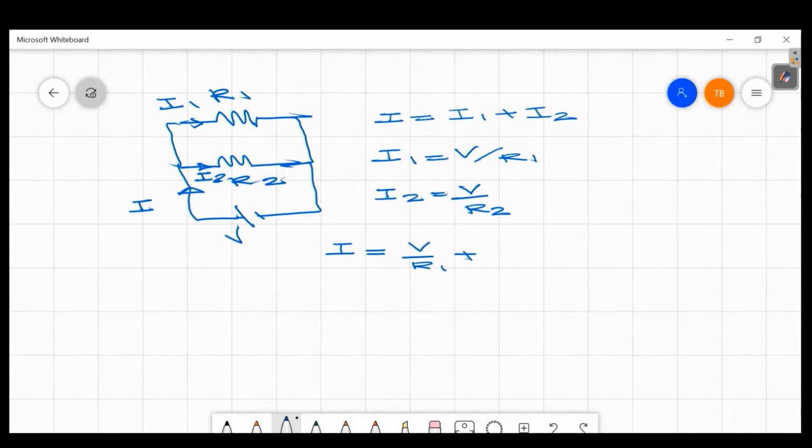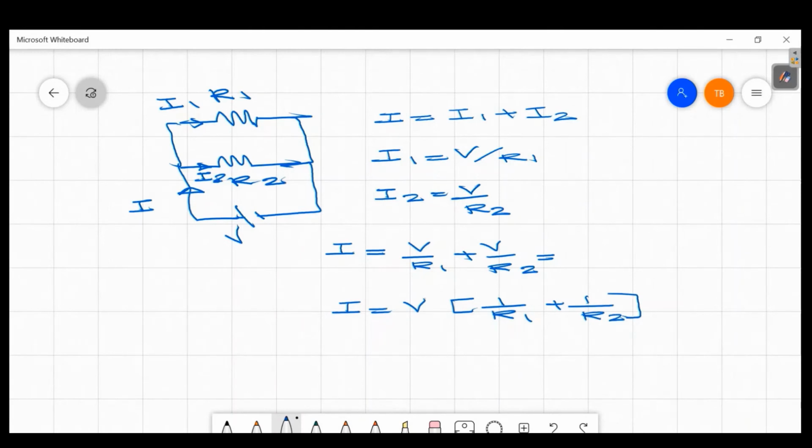We can write it simply. We can write V by R1 plus V by R2. I just skipped one step, right? So I is equal to V by R1 plus V by R2. We can take V outside, and I is equal to V into 1 by R1 plus 1 by R2.